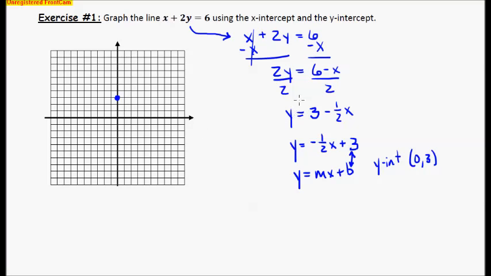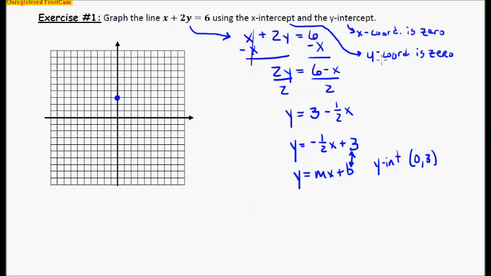Now, they want me to also use my x-intercept. We haven't really talked about that too much. I mentioned it in the video before. But at the y-intercept, your x-coordinate is 0. As you can see down here, x is 0. Well, at the x-intercept, the y-coordinate is 0. Now how am I going to figure out what the x-intercept is?